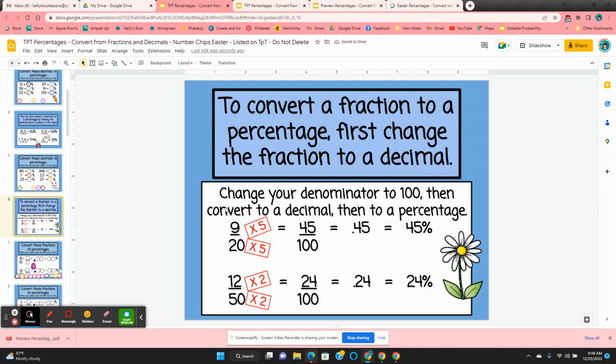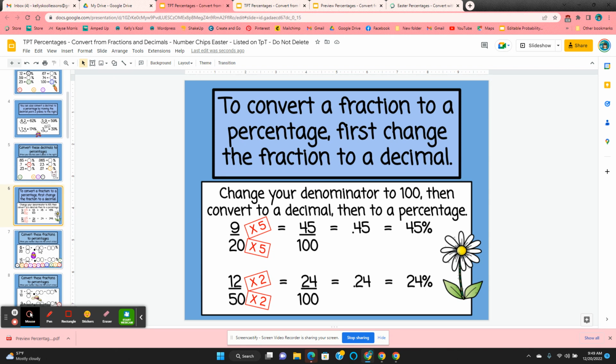And then changing a fraction to a percentage. One method is to change your denominator to 100. So if they multiply numerator and denominator by 5 here, they get 45 hundredths, an equivalent fraction, which as a decimal is 0.45, and as a percentage, 45%. So the first method is changing their denominator to 100.